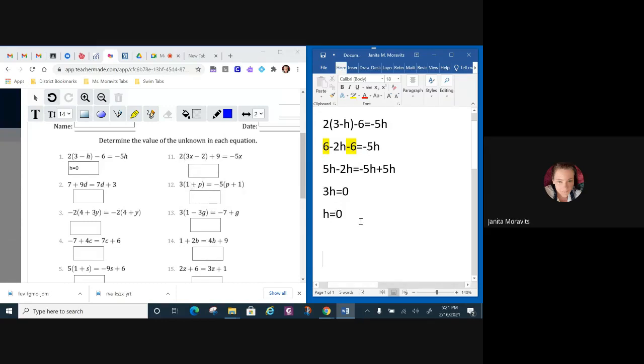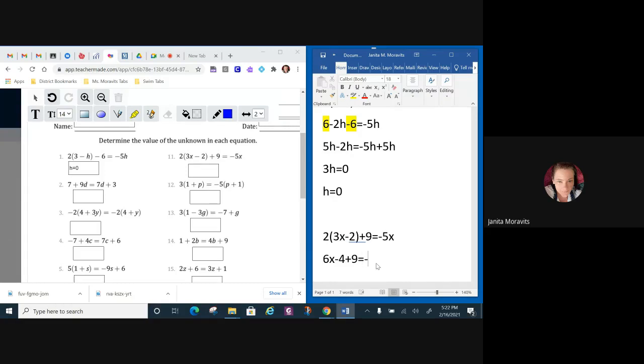All right, so we have 2 times 3x minus 2 inside the parentheses plus 9, and all of that is equal to negative 5x. All right, so let's work this out. Well, first we multiply 2 times 3x. We're going to get 6x. Then we multiply 2 times negative 2. That gives us minus 4. We have a plus 9 that we can't get rid of. It's still there. And then we have equals negative 5x on this side.